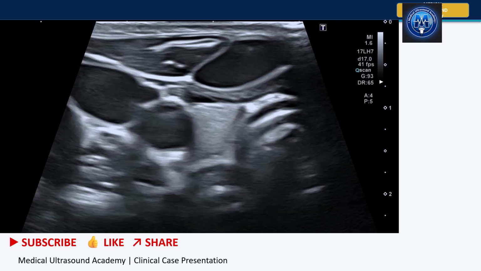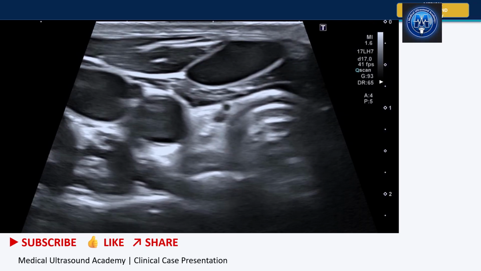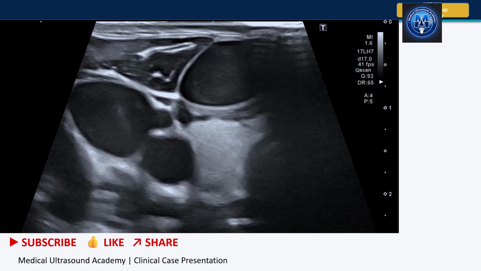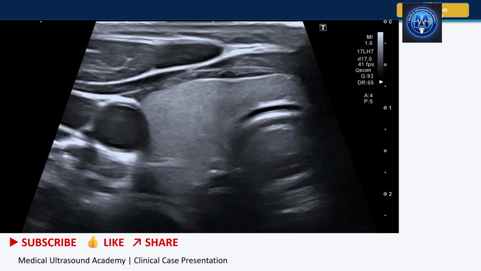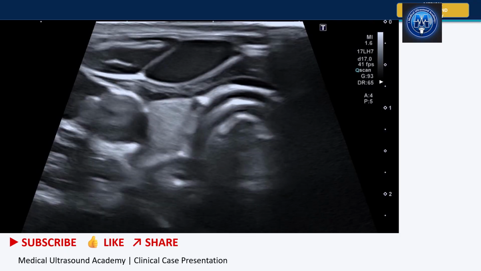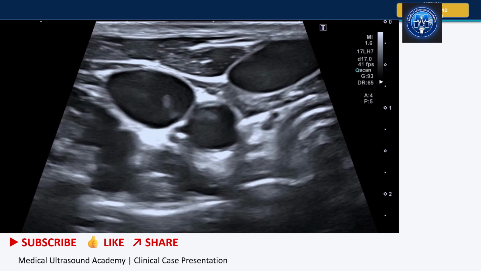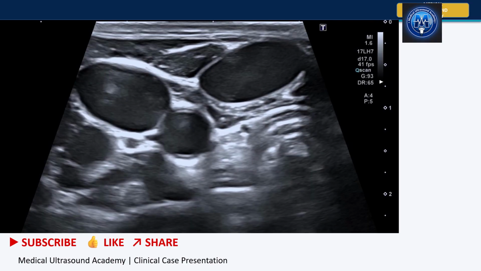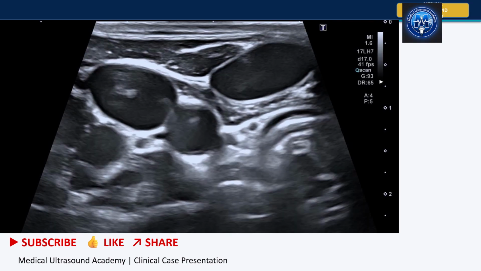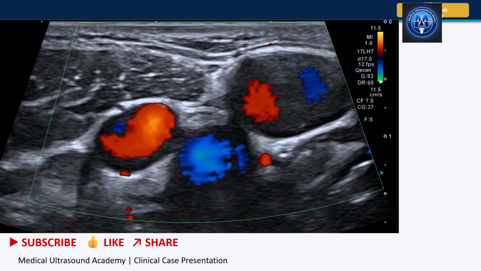So, colleagues, this was our case of a double right jugular vein demonstrated in ultrasound with color Doppler. It is an excellent example of why ultrasound practitioners need to understand not only normal anatomy and pathology but also normal anatomical variations.